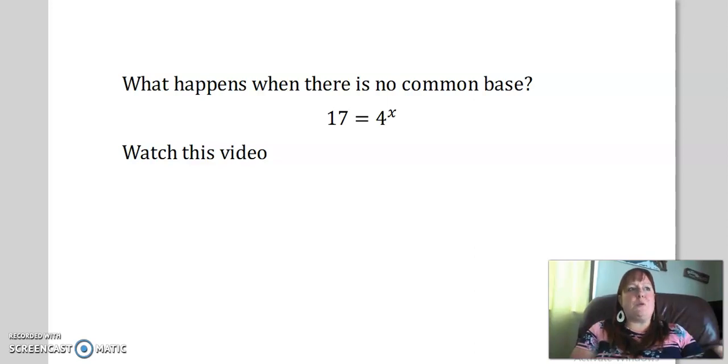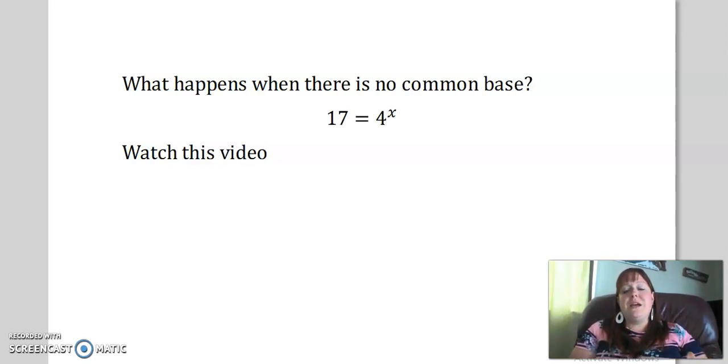Like, is there a common base between 17 and 4? No, there's no number that you could multiply. It's not like you could go, oh, 17 squared equals 4 to the 5th. They just don't have any of those numbers in common, so you can't give them a common base. And you'll see there's even more complicated ones besides this. They just don't have a common base.